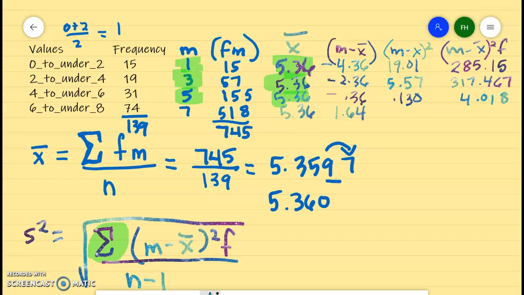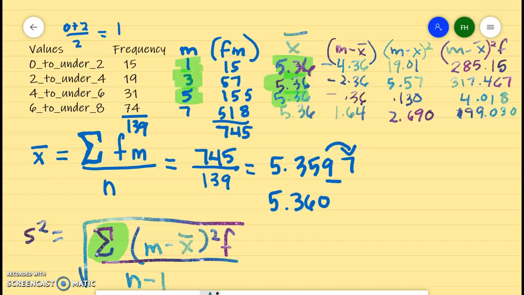Then you're going to do 7 minus 5.36, and you get 1.64, and then you're going to square that and get 2.690, and then you're going to times that by your frequency, which is 74, and you get 199.030.